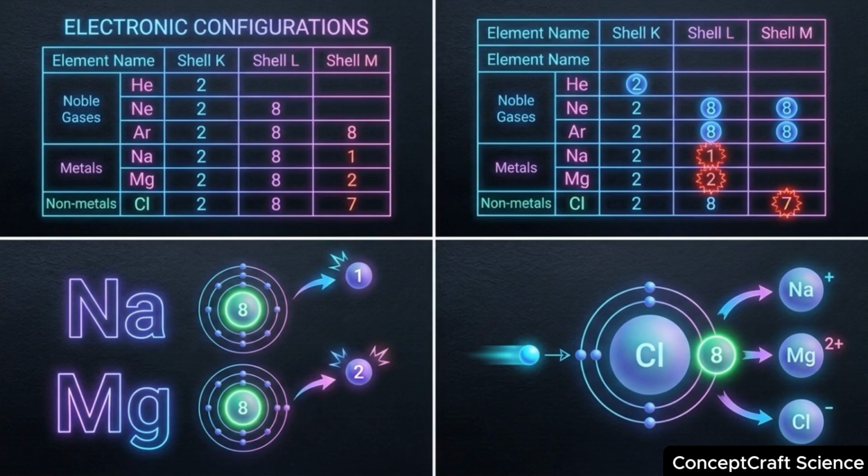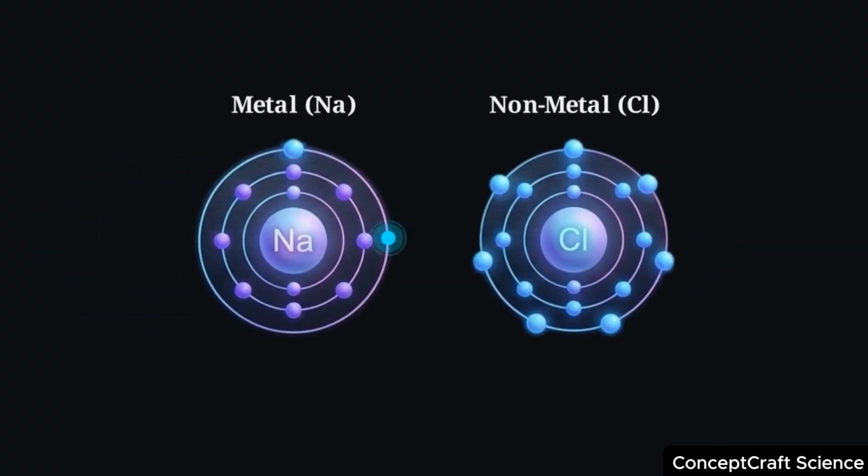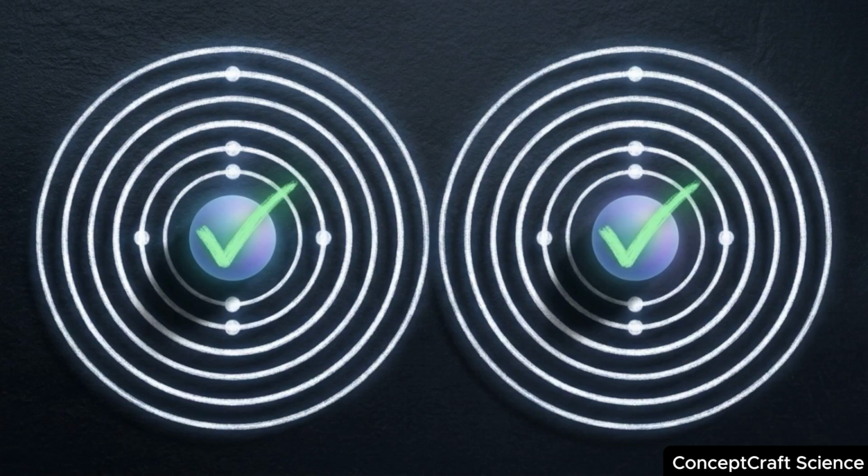To get that full shell, elements take one of two paths. Metals shed their outer electrons to expose the full shell underneath. Nonmetals do the exact opposite. They pull in outside electrons to fill the empty slots in their current shell. When a metal and a nonmetal meet, it is a perfectly matched transaction. The metal gets rid of the exact electrons the nonmetal needs to steal. Both parties walk away with a full outer shell.